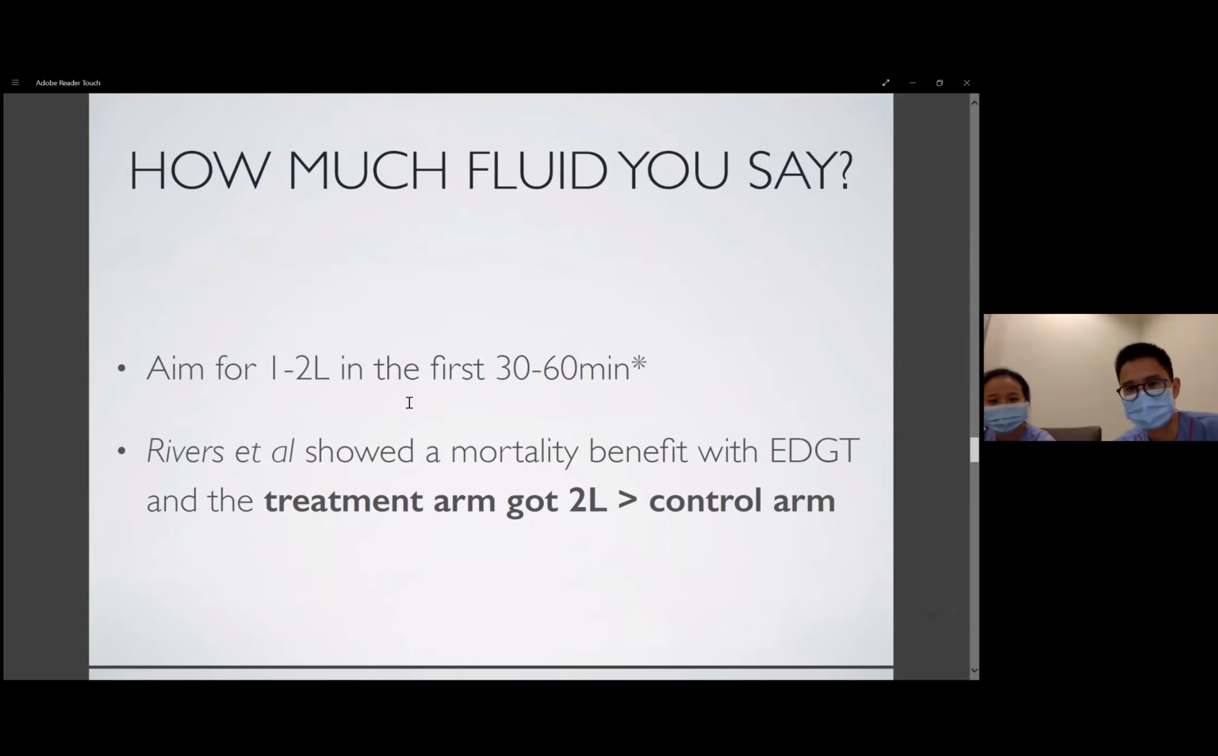As a general rule, 1 to 2 liters in the first 30 to 60 minutes is fairly reasonable, but don't give it all in one go. So maybe give it in small aliquots. The trial that we based all of this early fluid resuscitation on is the REVERSE trial, right? And in that, the treatment arm got more than 2 liters as compared to the control arm, which in this day and age, we would never give 2 liters to a patient at any point in time.